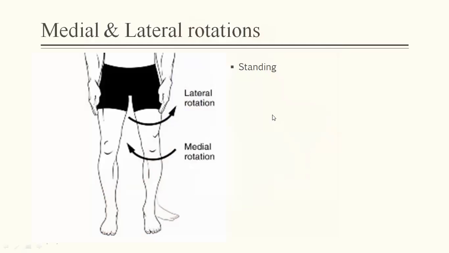Then the medial and lateral rotators. This is the lateral rotation of the hip when the person takes the foot outward and rotates it from the hip joint. And the medial rotation is when the toes are inward. When the toes are outward, then it is the lateral rotation. This is in standing.